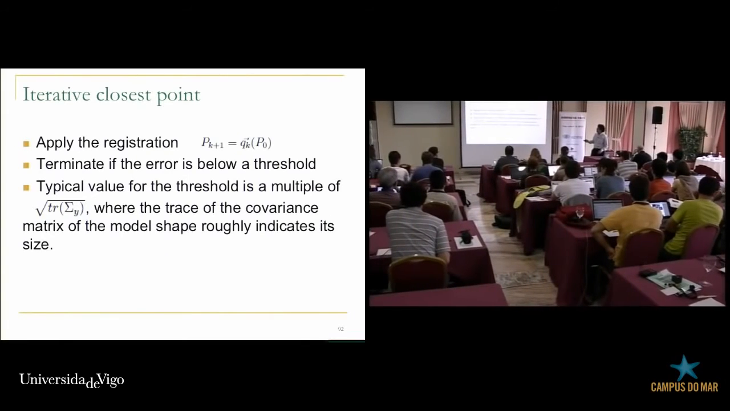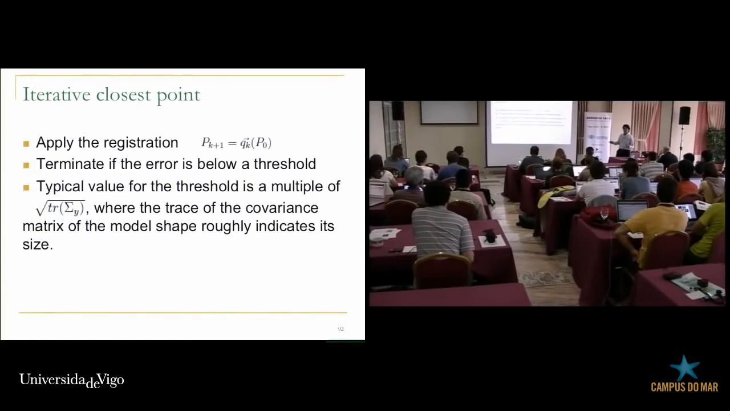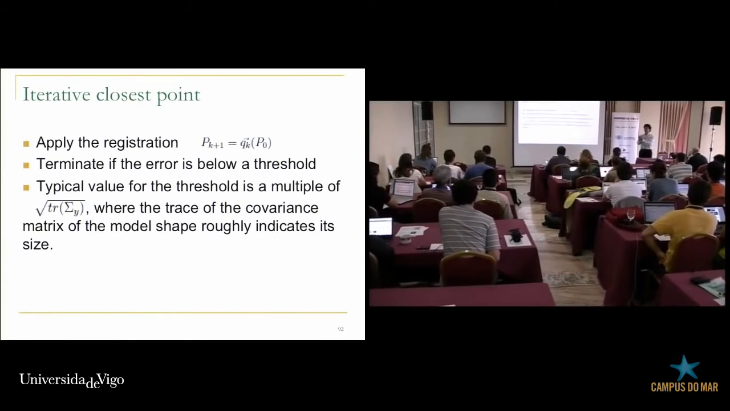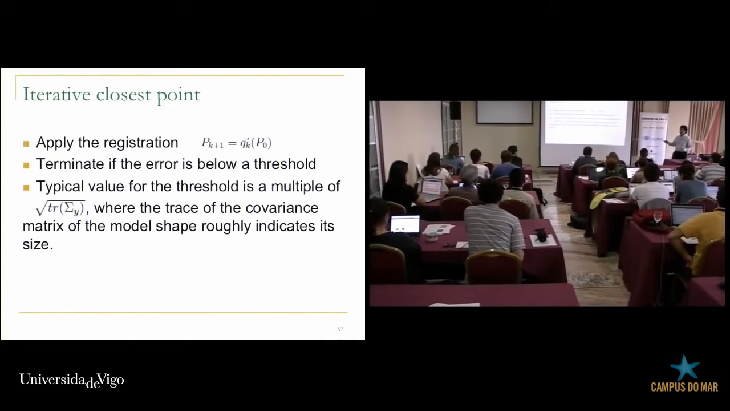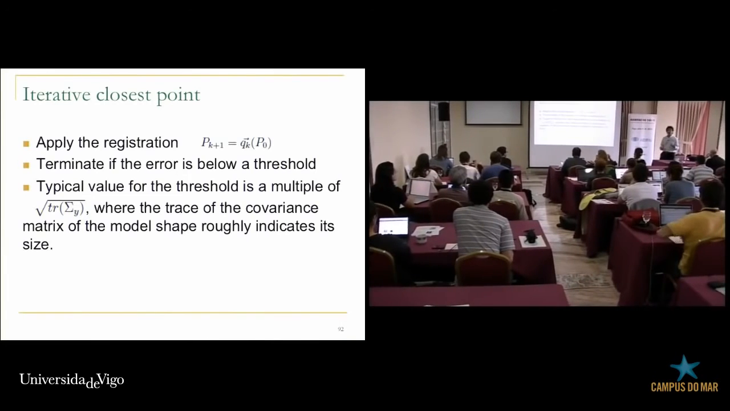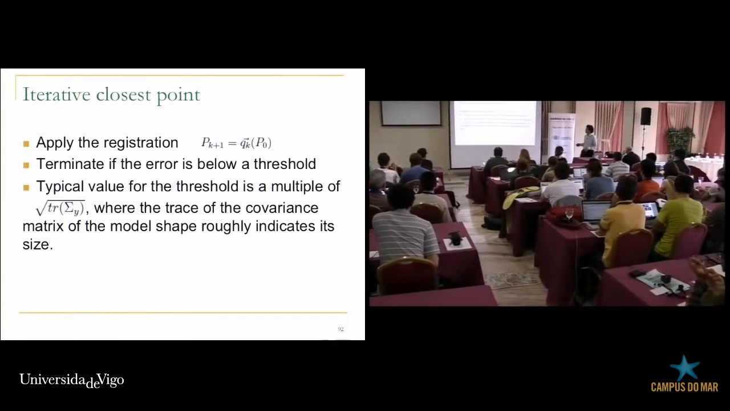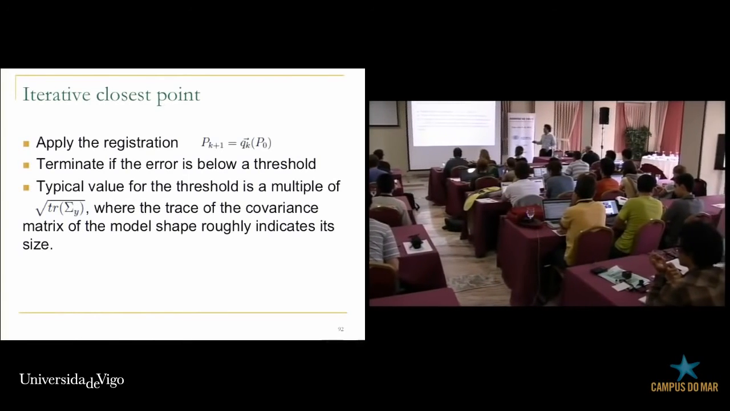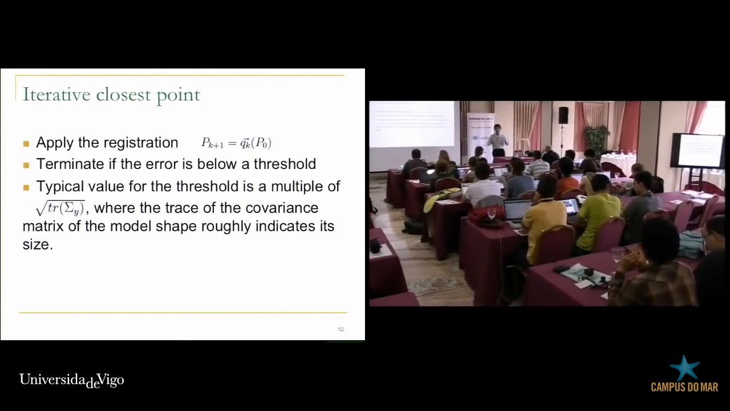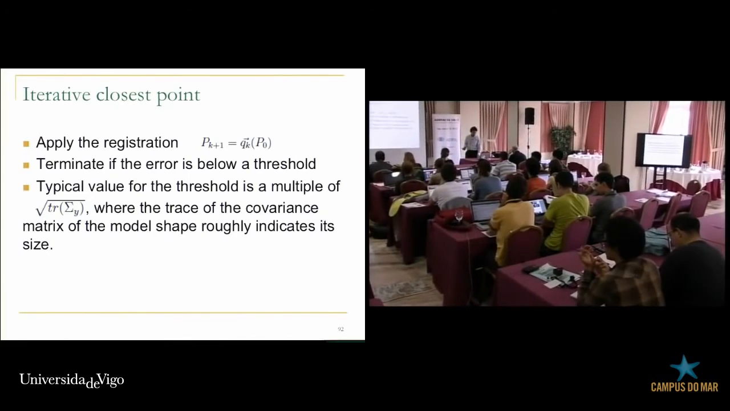So then, as I said, you apply the registration. That means you do your rotation and translation. You obtain a new point cloud, and you do this again. Okay? So you terminate if the error is below a threshold, and then there are some values that you can set for a threshold that are indicative of shape size.